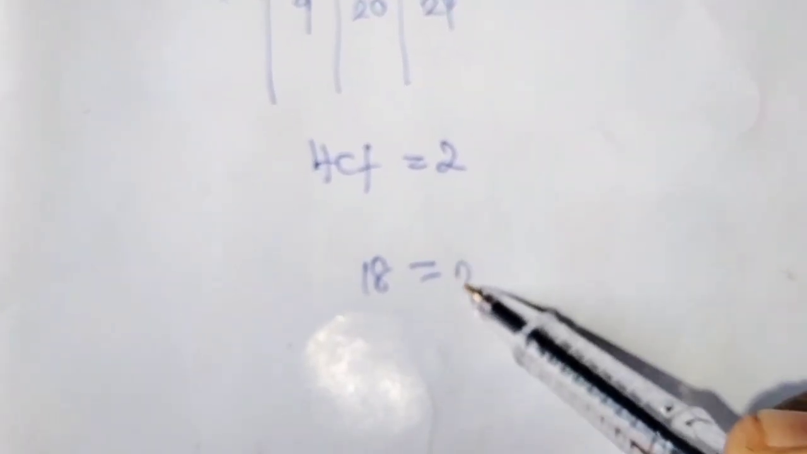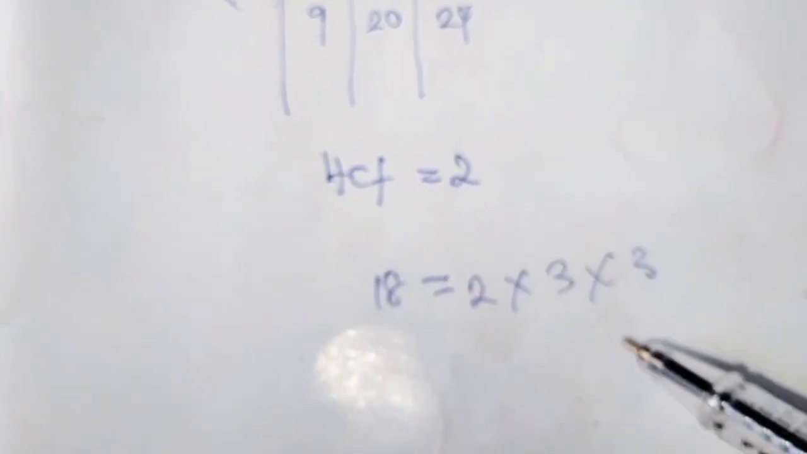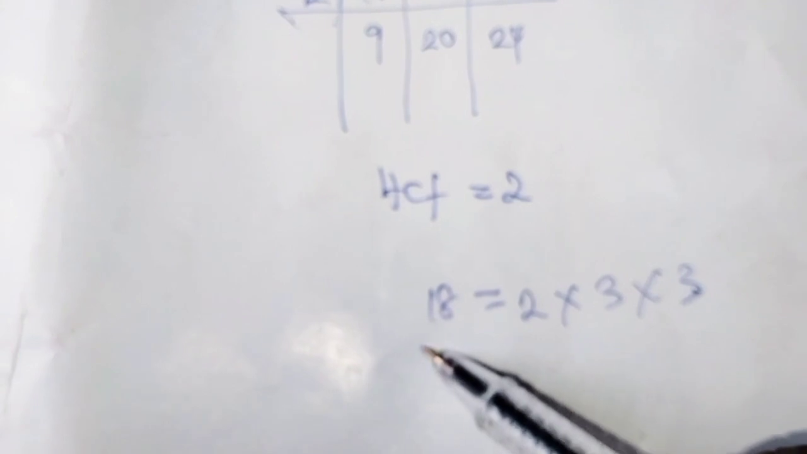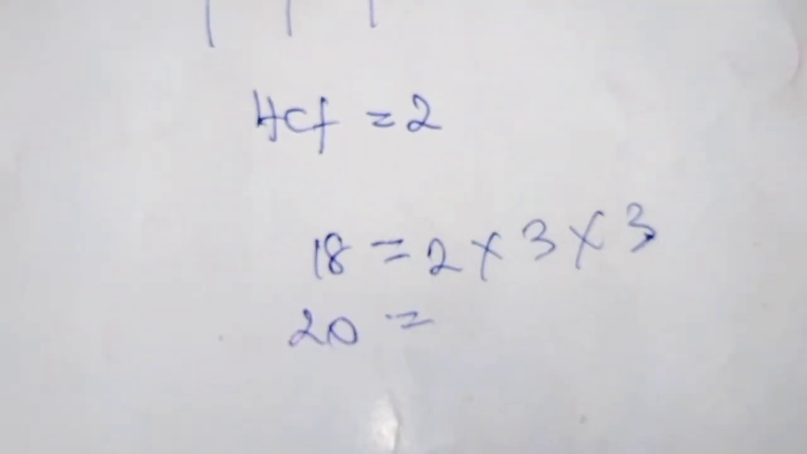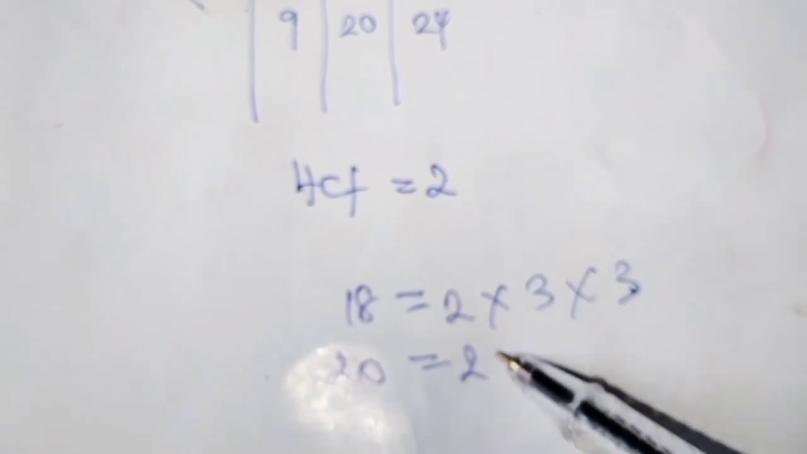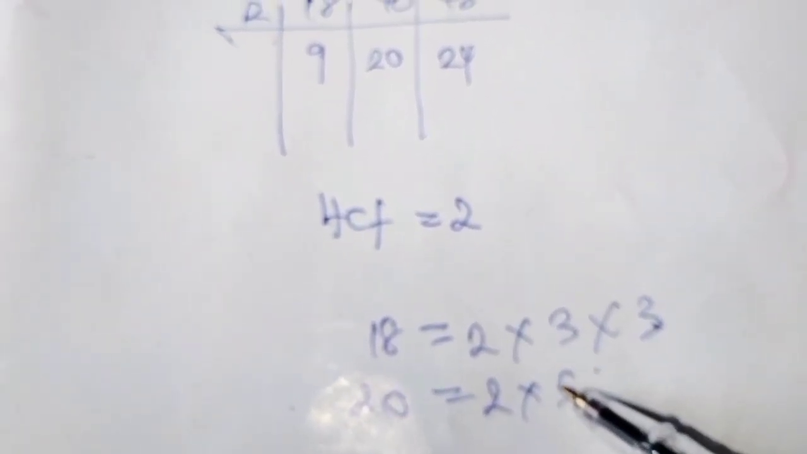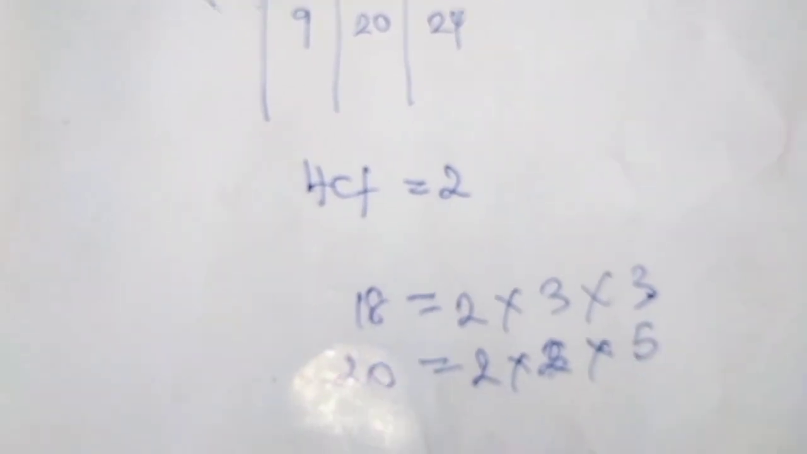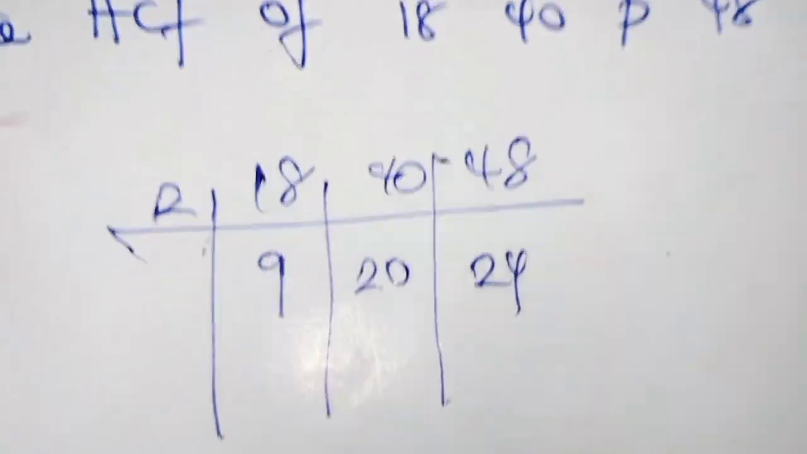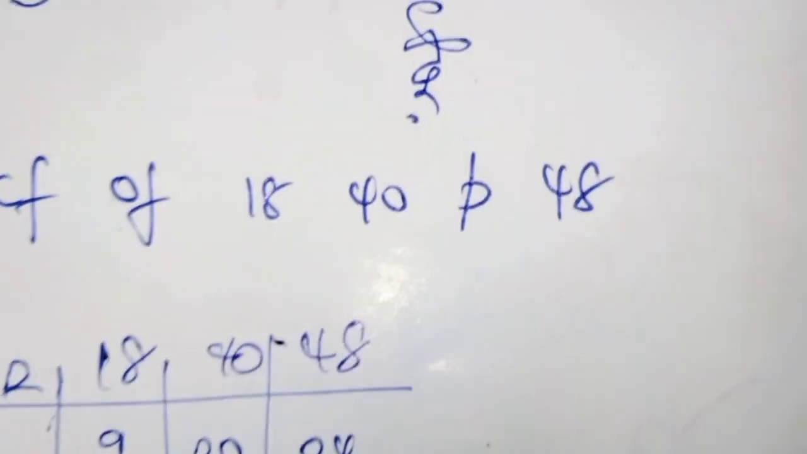So I have 18 will be what? 18 is 2 times 3 times 3. 20 is what? 2 times 2 times 5. Is it 20? Alright, let's try it again.